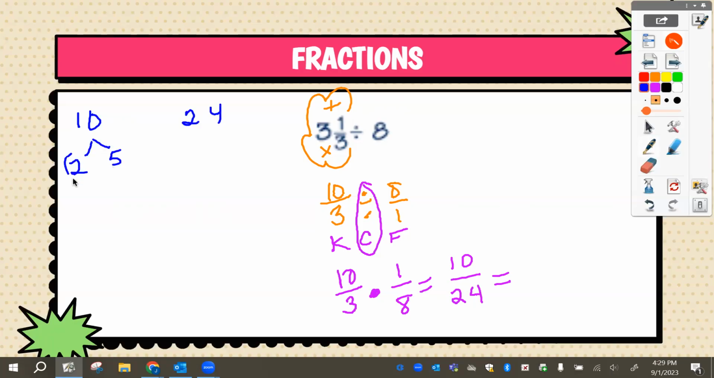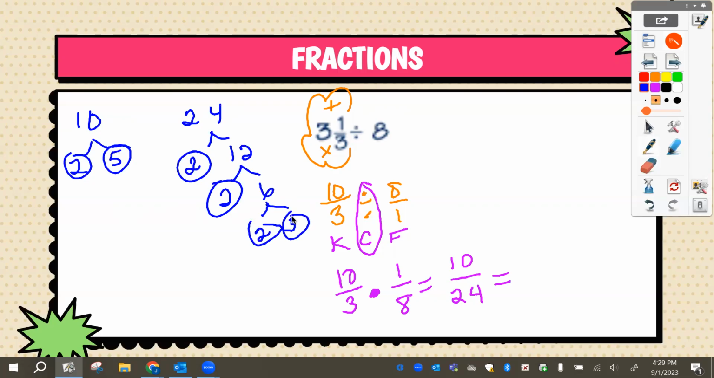10 is 2 times 5, both are prime. 24, I can do 2 times 12. 12 is not prime, so 2 times 6. 6 is not prime, so 2 times 3. And I get 10 is 2 times 5. 24 was 2, 2, 2, and 3. And let's simplify. They both have a 2, so I'm going to cross it out. And that's the only thing they have in common.